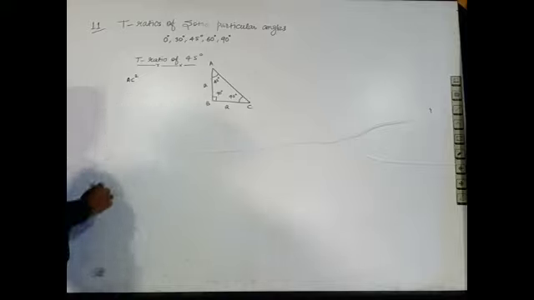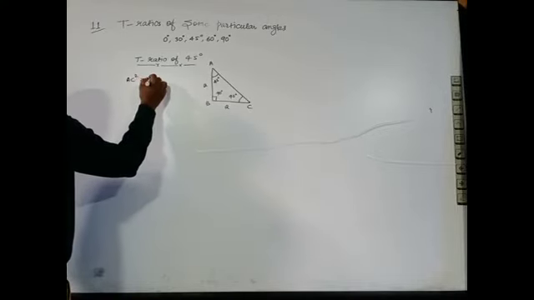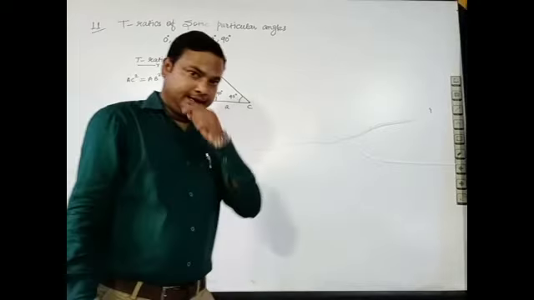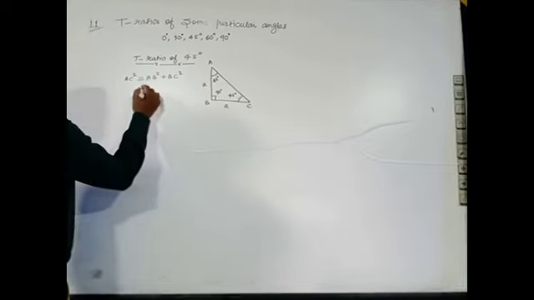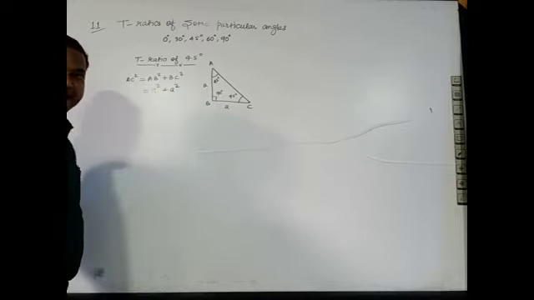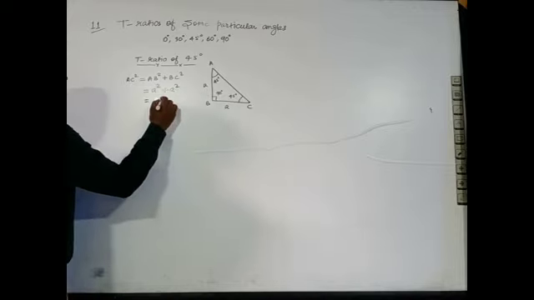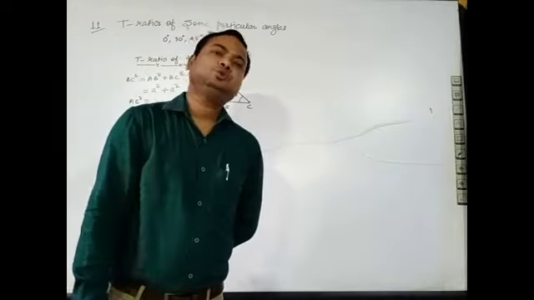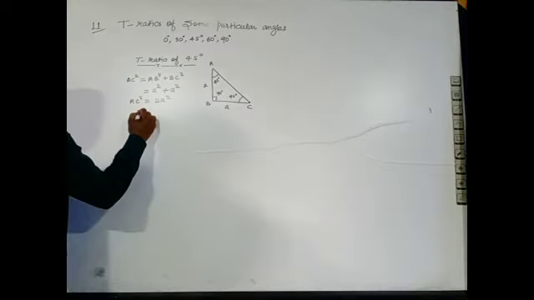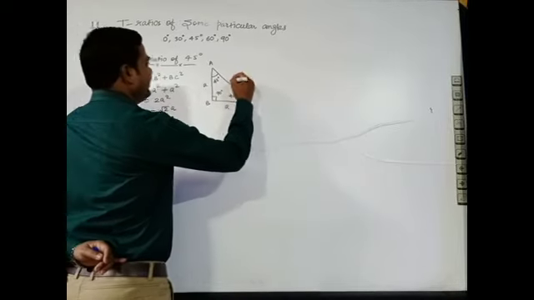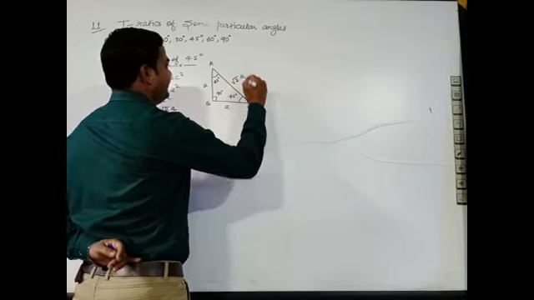Then we calculate by Pythagoras theorem, AC square is equal to AB square plus BC square. The value of AB is A, then A square, again BC value A square. It means this is 2A square. Here is AC square equal to 2A square. It means AC we can write root 2 into A. So the value of AC is equal to root 2A.